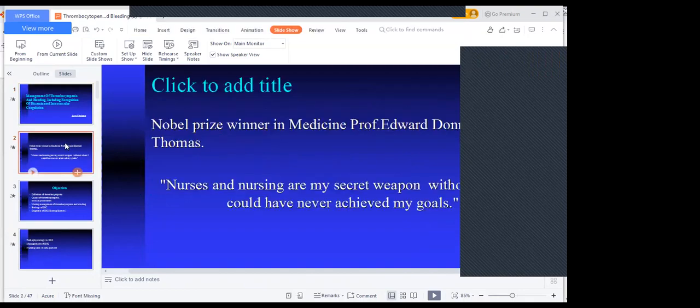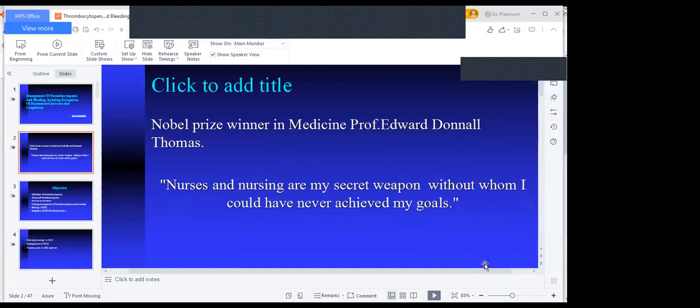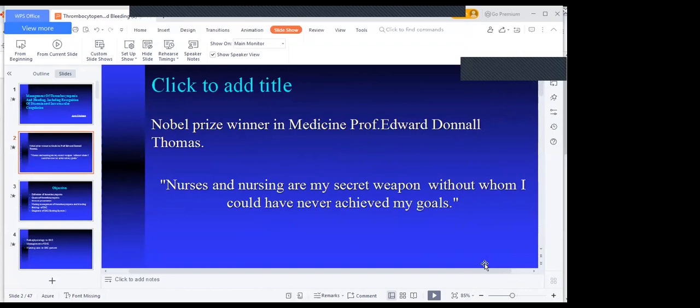Before I start my presentation, I would like to share this quote by a Nobel Prize winner in medicine, Professor Edward Donald Thomas: Nurses and nursing are my secret weapons, without whom I could have never achieved my goals. This is for all my nurses.